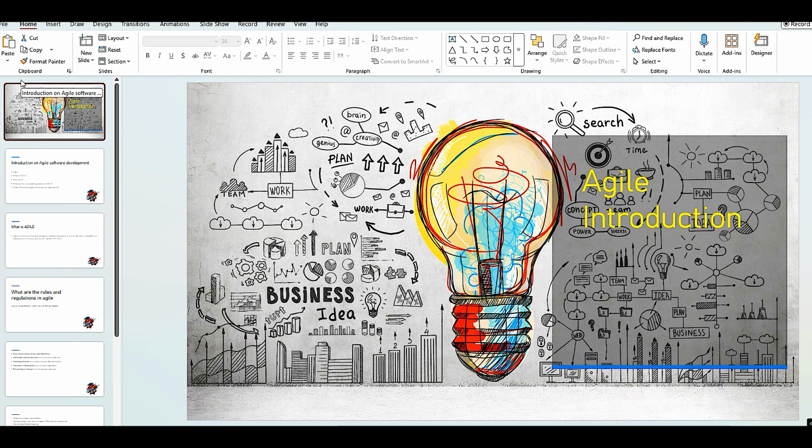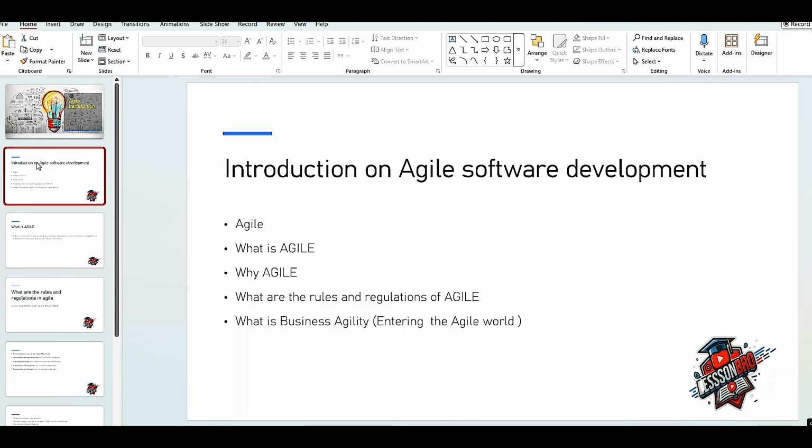Right. So, I had explained to you in the previous video what all things we'll be getting into, what the chapters are, what the synopsis is, and what all we'll be learning in real time. So I would start with the basic questions: what is Agile? Why Agile? What are the rules and regulations of Agile? And what is business agility?